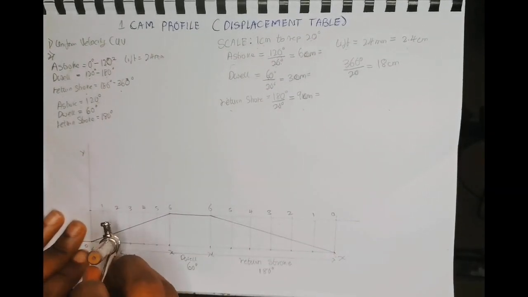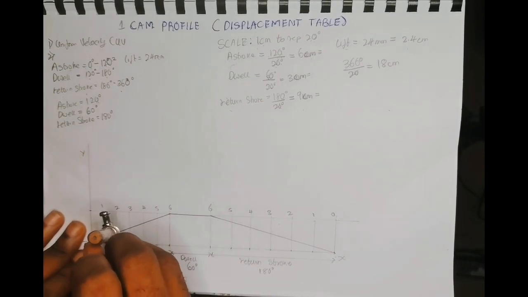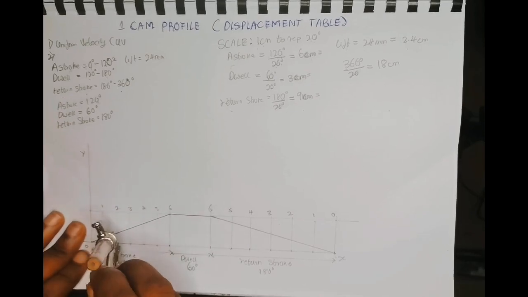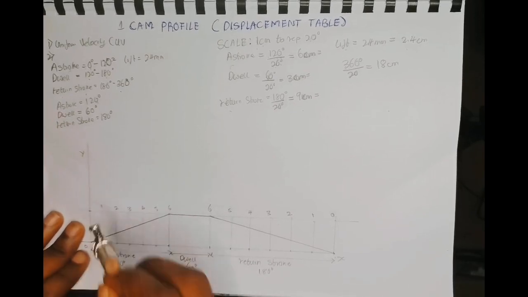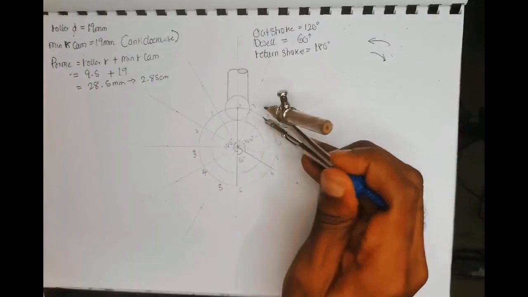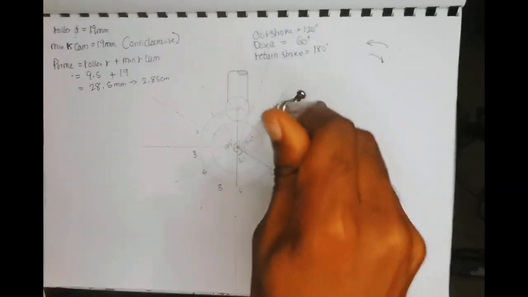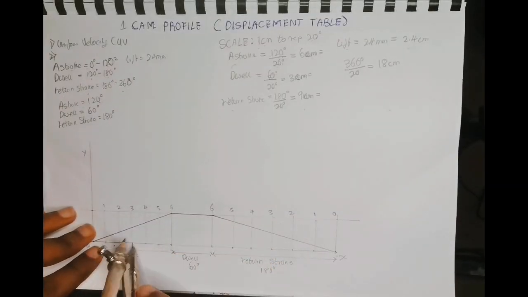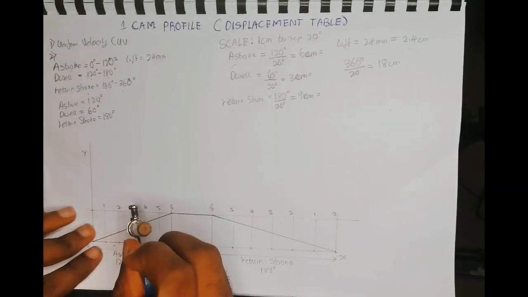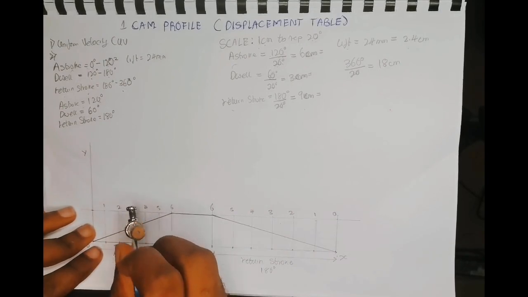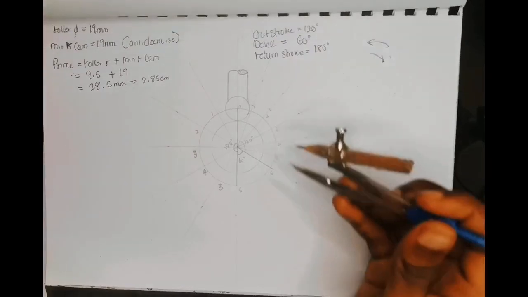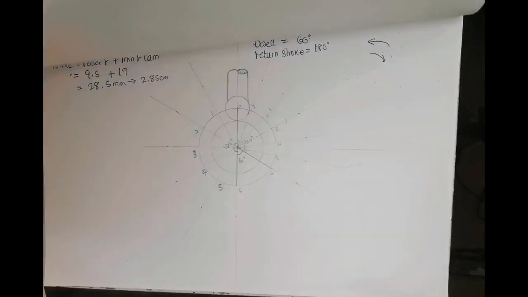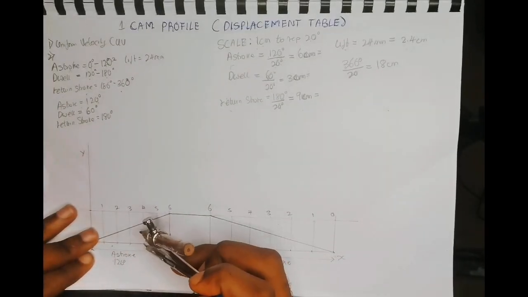From 2, extend to the uniform velocity stroke. Come to 2 and cut this stroke. Mark it. Next, from 3, extend to 3 here. Extend to the stroke here. Same process. Pin at 3 from the prime circle, cut. Still do the same thing here. 4.